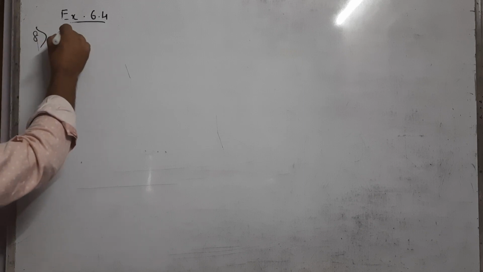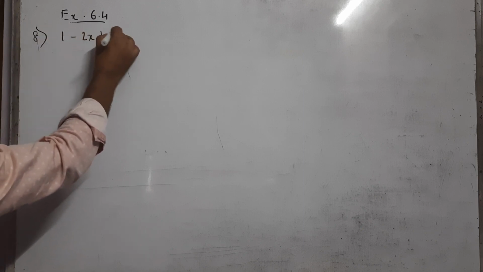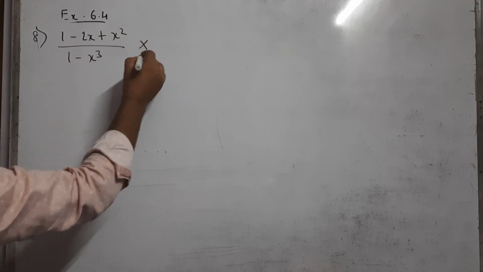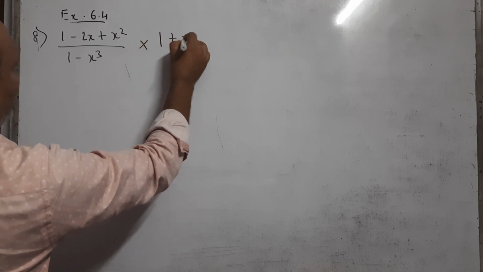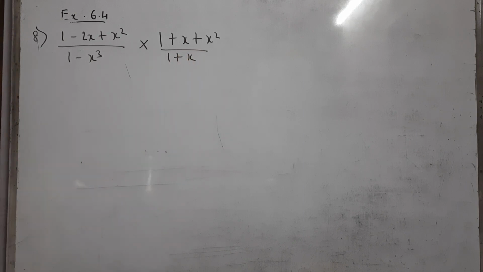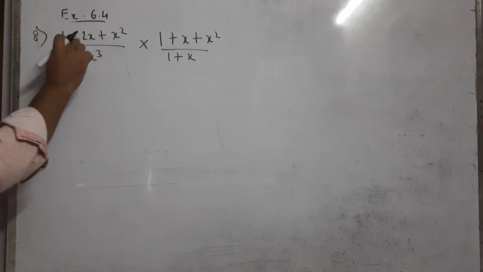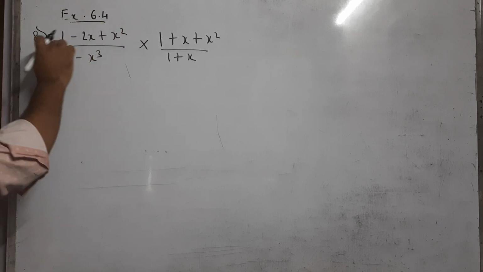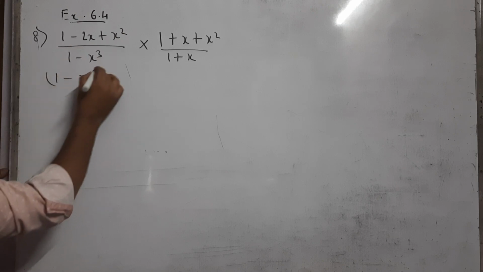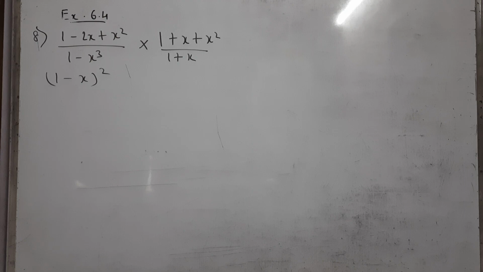Eighth sum, 1 minus 2x plus x square upon 1 minus x cube into 1 plus x square upon 1 plus x. Here we can factorize this term, which is a whole square formula, that we can write in this form 1 minus x whole square, that is the formula of a minus b whole square. A minus b whole square formula, I think all of you know. The a minus b whole square formula is a square minus 2ab plus b square.